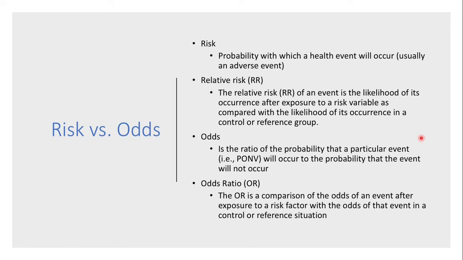So what is a risk versus an odds? Risk is the probability of a health event actually occurring. Sometimes this may be adverse events. The relative risk is the likelihood of its occurrence after exposure to a risk variable, as compared to the likelihood of its occurrence in the control or reference group. And odds is the ratio of the probability that an event will occur, such as postoperative nausea and vomiting, in relation to the event not occurring. And so with that, we'll get an odds ratio, which is where we compare those two.